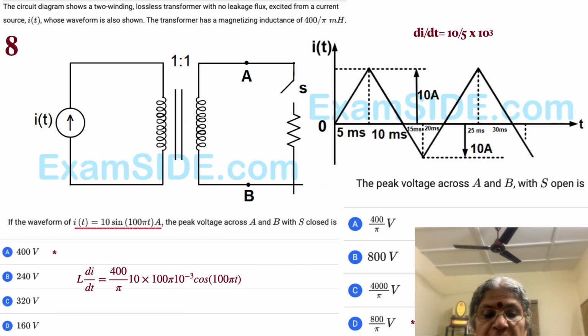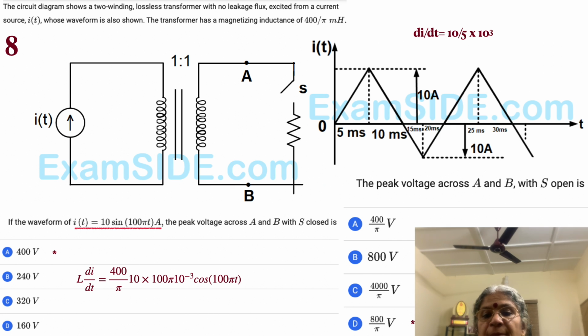If the waveform of IT is equal to 10 sine 100 pi t ampere, what is the peak voltage across AB with S closed? So what is the voltage available across the transformer is what is going to be asked, because that is going to be applied across the resistor. AB is the voltage across the transformer secondary as also the load. So that's what is asked.